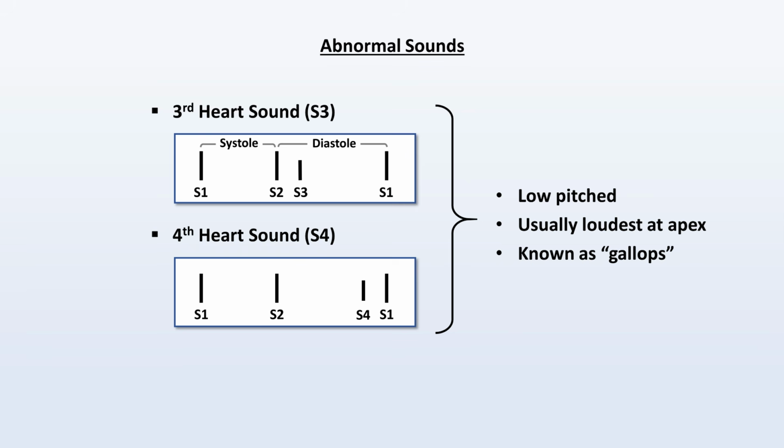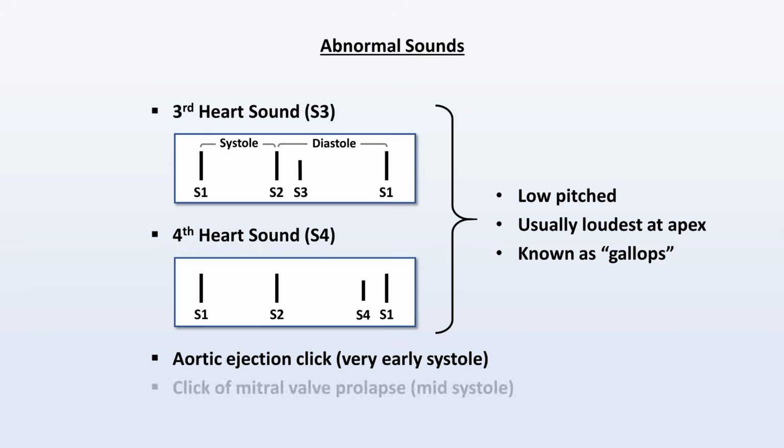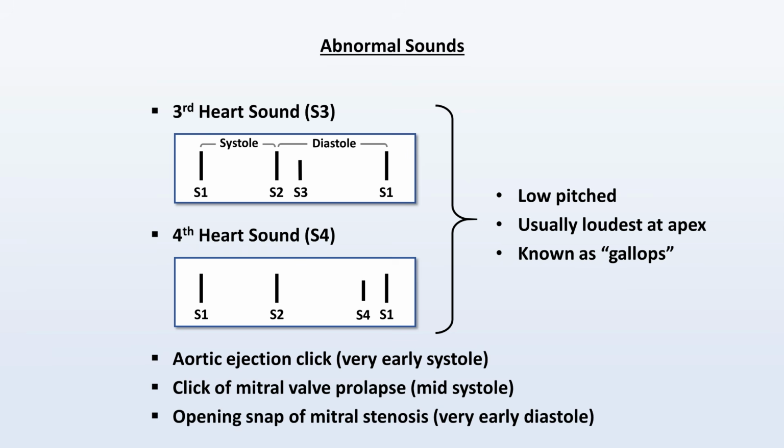Other less common abnormal sounds include an aortic ejection click in very early systole, the click of a mitral valve prolapse in mid-systole, and the so-called opening snap of mitral stenosis in early diastole. Then, distinct from heart sounds are heart murmurs. Heart murmurs are like bruits, longer duration acoustical phenomena caused by turbulent blood flow.